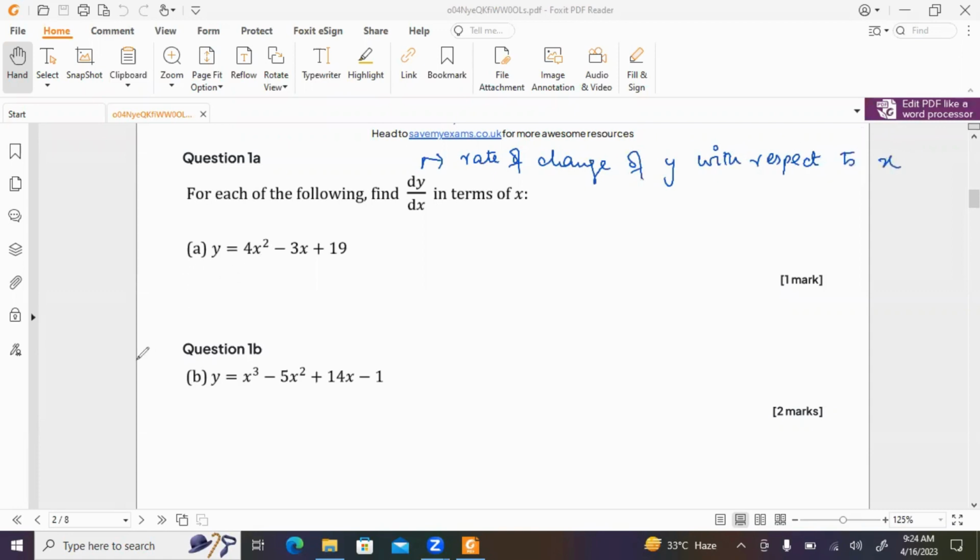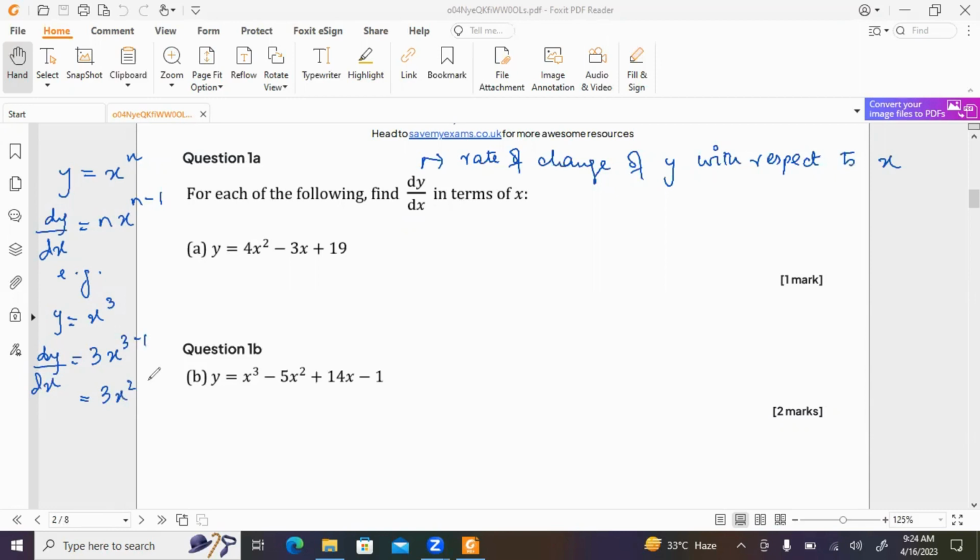When we differentiate an equation, let's say the equation is y equals x to the power of n, what we're going to do is bring the power down and then subtract 1 from the original power. For example, if we had y equals x cubed, you first bring the power 3 down and then subtract 1 from the original power. So that's 3x squared.